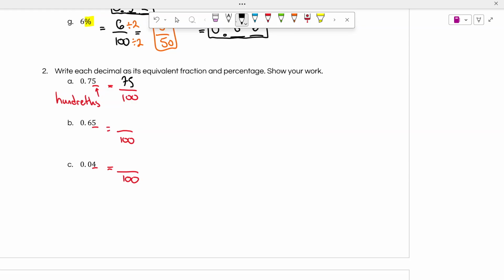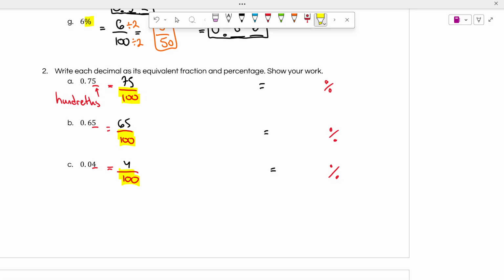So our 75 is our digits here, 65 is our digits here. 04 is the same as just 4. So we have our 4 on top of that fraction there. Now we do always want to simplify our fractions and get our percentages. Now I have here fractions that are out of 100, so I'm going to convert each of these into a percent to begin with. I know that percent is just the same as the percent sign. Of course, that percent means out of 100.